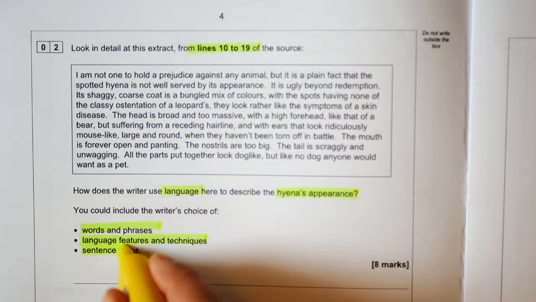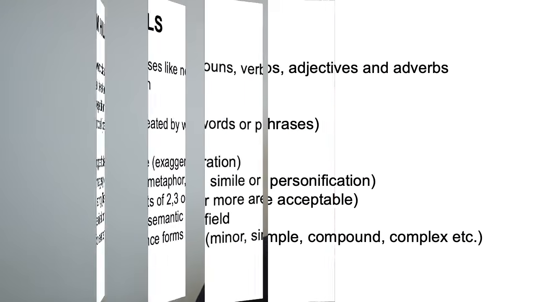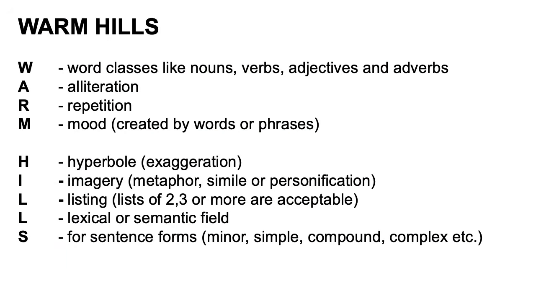So, how do we approach this question? Well, you're marked on your ability to identify and analyse the effect of a range of language techniques linked to the question. I've created a helpful acronym here, which gives you an essential set of techniques to memorise to answer this question. Warm Hills stands for word classes, alliteration, repetition, mood, hyperbole, imagery like simile, metaphor, and personification, listing, a lexical or semantic field, and sentence forms. If you want to study in more detail, perhaps pause the video and take notes.